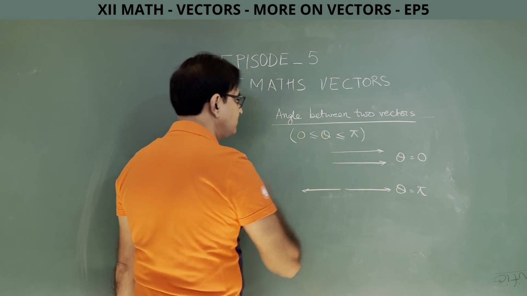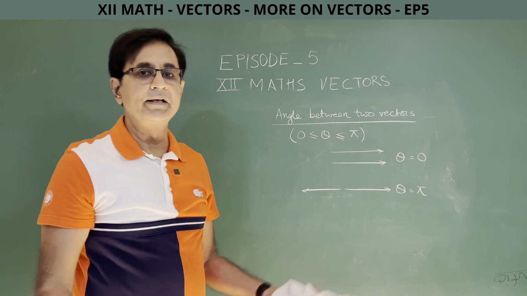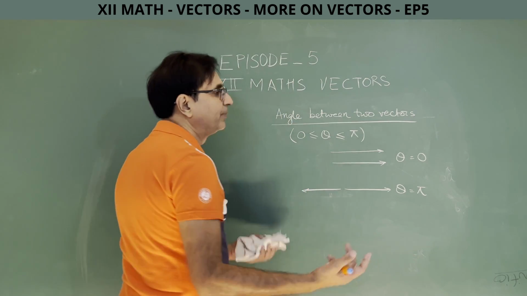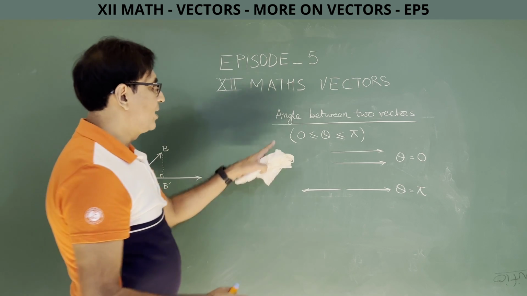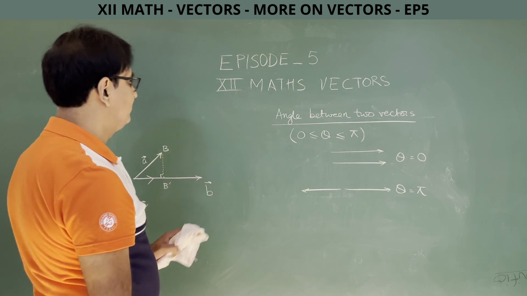Otherwise, it will be between 0 and pi, but it won't be more than pi, like 210 degrees or 270 degrees. 135 is possible, yes, but not more than 180. So, angle between two vectors is always between 0 and pi. So, how do I find the angle between two vectors?